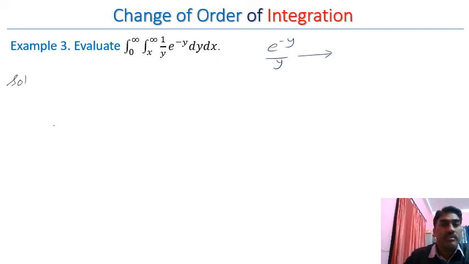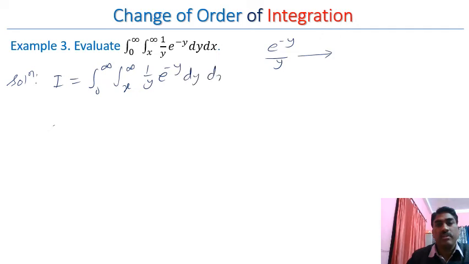So let I equal the integral from 0 to infinity, then x to infinity, of 1 by y e to the power minus y dy dx. So write the limits. Limits are x is equal to 0 and x is equal to infinity. Then limits of y are y is equal to x and y is equal to infinity.